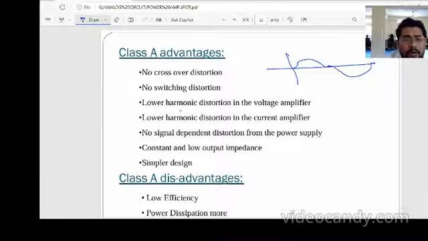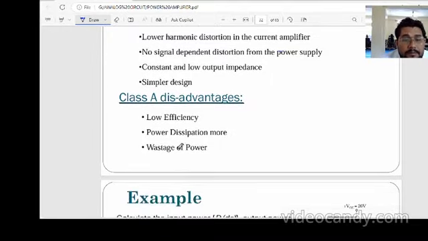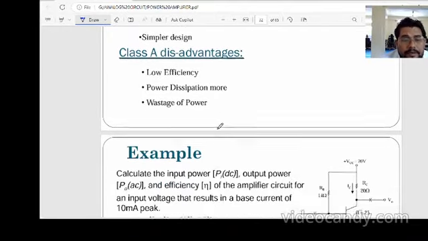There is lower harmonic distortion in voltage and current, and lower distortion from the power supply. Constant and low output impedance. The disadvantage is low efficiency, up to only 25%. Power dissipation is more, even when input is not applied.